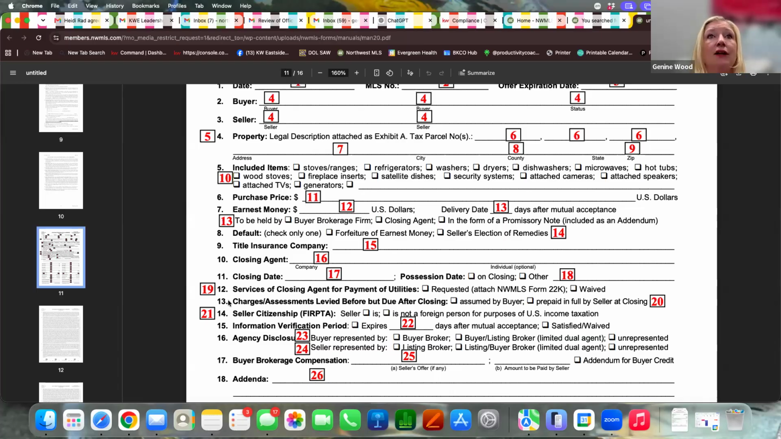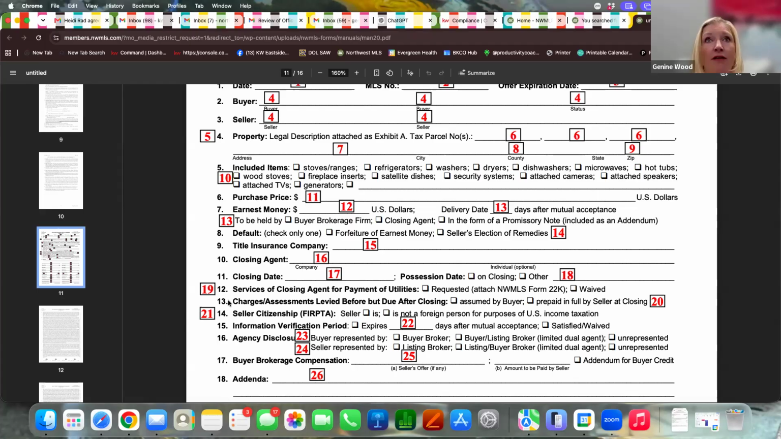Specific term 14, seller citizenship. The seller has to disclose, which they will do so in the listing. So you're welcome to check this box based on what the listing tells you. Are they a foreign person for taxation purposes? Meaning that they owe now an income tax for the sale of their property. If they are, then escrow will hold back money and pay off the IRS.